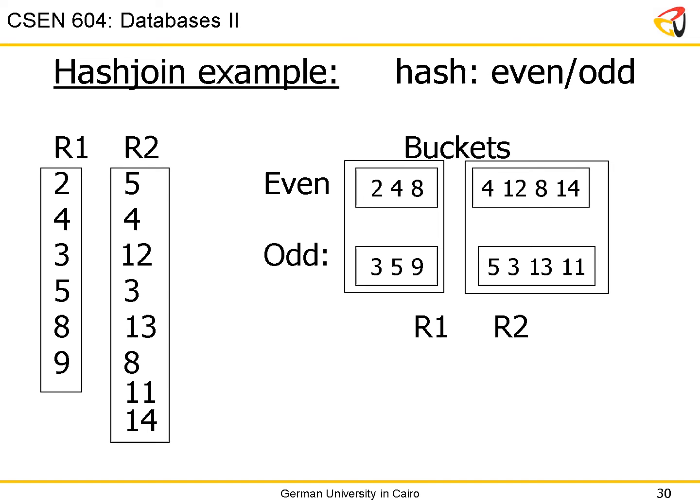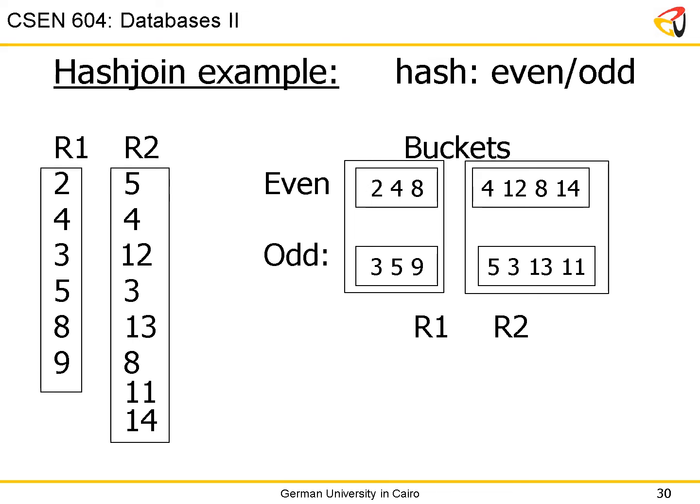That's in the column on the left. And if you look at the R1 buckets, 2, 4, and 8 are in one bucket because they are even, and 3, 5, 9 are in another bucket because they are odd. Same thing for R2. All the even entries are 4, 12, 8, and 14. And all the odd entries from the R2 column, 5, 3, 13, and 11, are in another bucket.